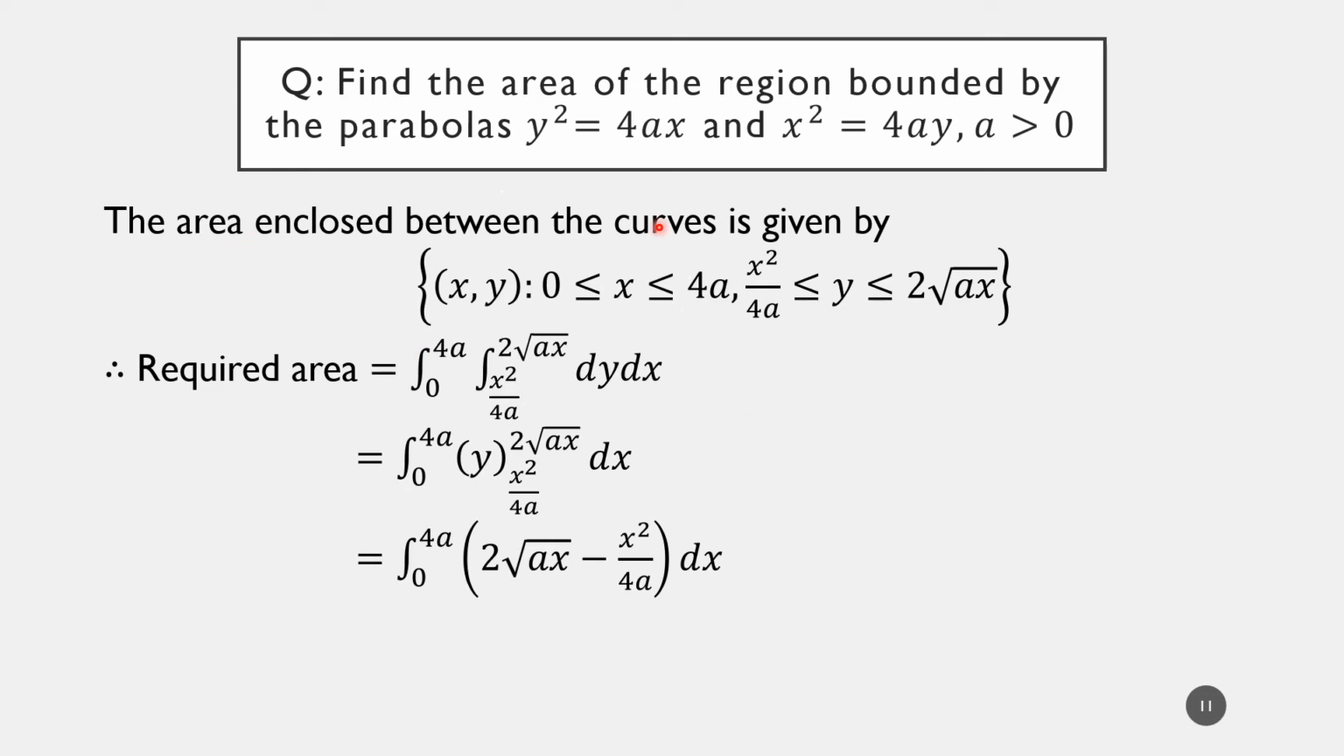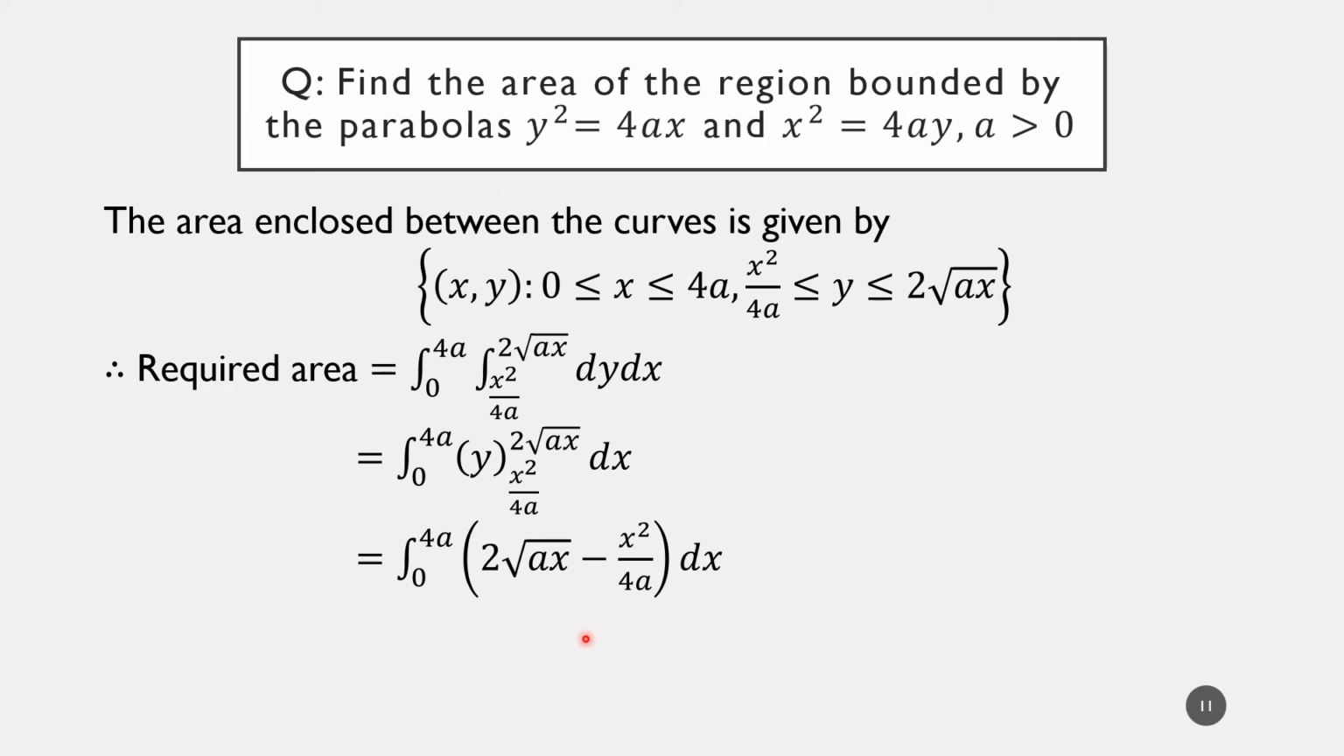That is, the area enclosed between the curves is now given in the form that y varies from x square upon 4a till 2 times under root of ax, and the variation for x is 0 to 4a. So again, we are integrating 1 with respect to y, and the limits are written with respect to y only.